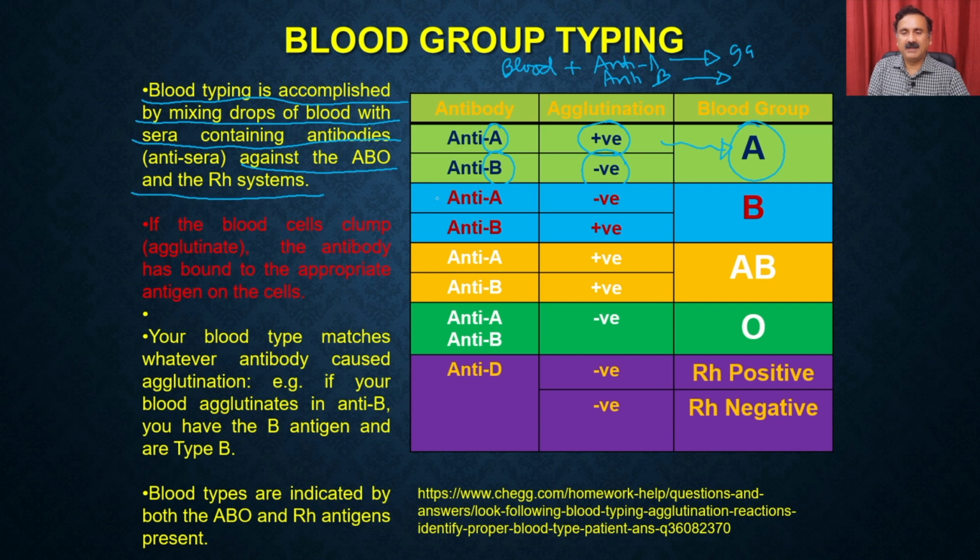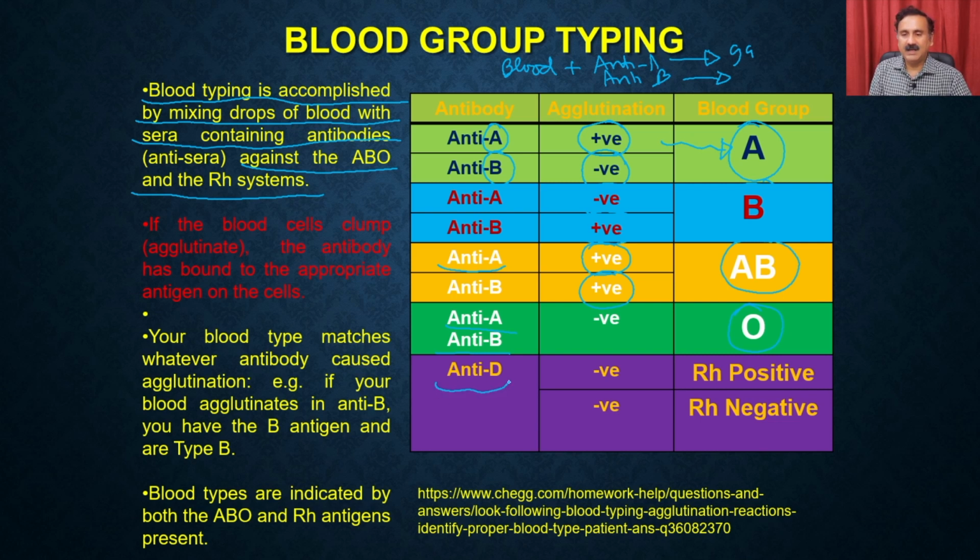The same is true for B. If you do the sample mixing with anti-A or anti-B, and the anti-A is not forming agglutination but the anti-B is forming agglutination, then the blood group is going to be B. Similarly, if you have agglutination for both anti-A and anti-B, then the blood group is going to be AB. And if you have the absence of agglutination for both anti-A and anti-B, then the blood group is going to be O. And apart from that, you can also test the RH factor.